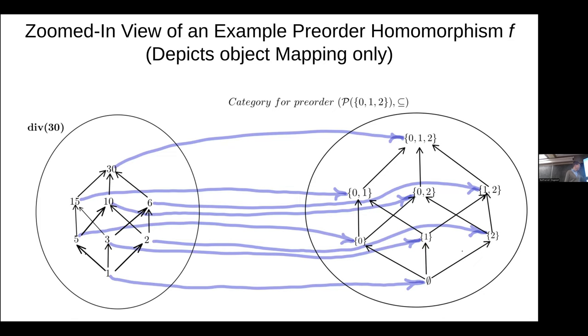One is the initial object on the left. Do you remember what that means? One has what relation to every other object? There is a single unique arrow to every other object. That's right. Is that true for the empty set over here? Yeah, everyone. What's the terminal object on the left? 30. What's the terminal object on the right? 0, 1, 2, right? There's a unique arrow to it from every other object. Now, the uniqueness is not particularly surprising here because there's only one arrow or none. So if there's an arrow, it's a unique one. But in other categories, like the functions, it's actually more interesting.